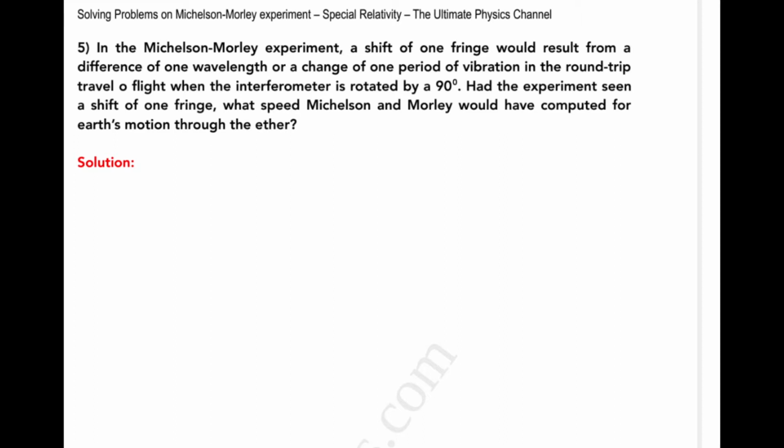In the Michelson-Morley experiment, a shift of one fringe would result from a difference of one wavelength or a change of one period of vibration in the round-trip travel of light when the interferometer is rotated by 90 degrees. So there is a typo here. Right. Had the experimenter seen a shift of one fringe, what speed would Michelson and Morley have computed for the Earth's motion through the ether?